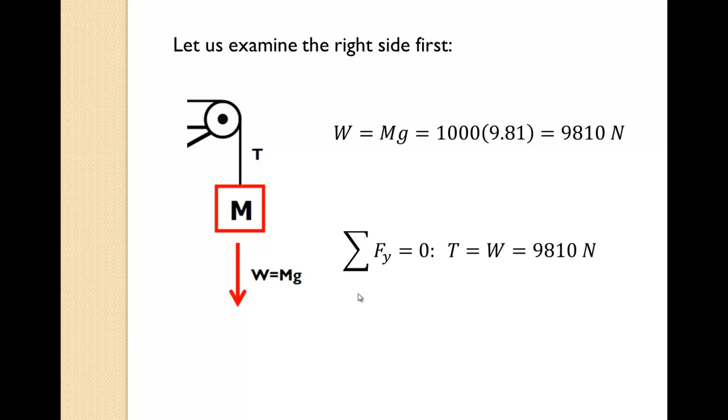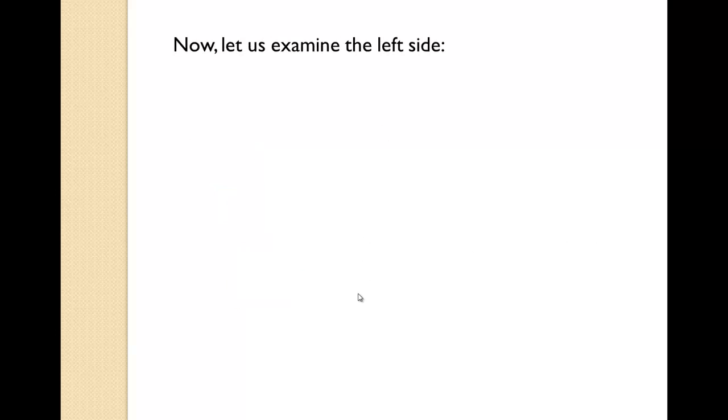Now looking at the sum of the forces in the y, if we're in equilibrium, that means there's zero. So the tension has to equal the weight in this case. So we look at the forces in the y equals 0. The tension in the cable must equal the weight, which equals 9,810 newtons. And remember, the tension is going up, the weight is going down.